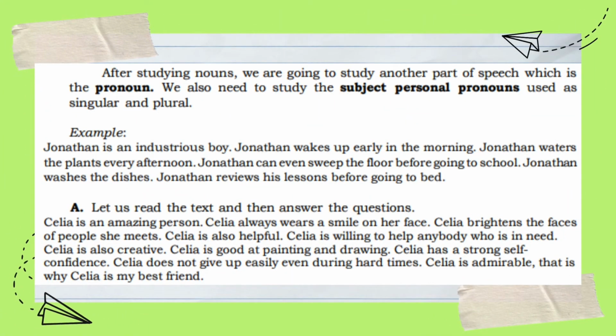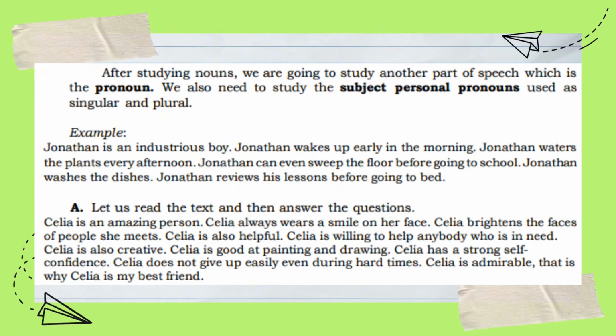After studying nouns, we are going to study another part of speech, which is the pronoun. We also need to study the subject personal pronouns used as singular and plural. So for example, Jonathan is an industrious boy. Jonathan wakes up early in the morning. Jonathan waters the plants every afternoon. Jonathan can even sweep the floor before going to school. Jonathan washes the dishes. Jonathan reviews his lessons before going to bed.